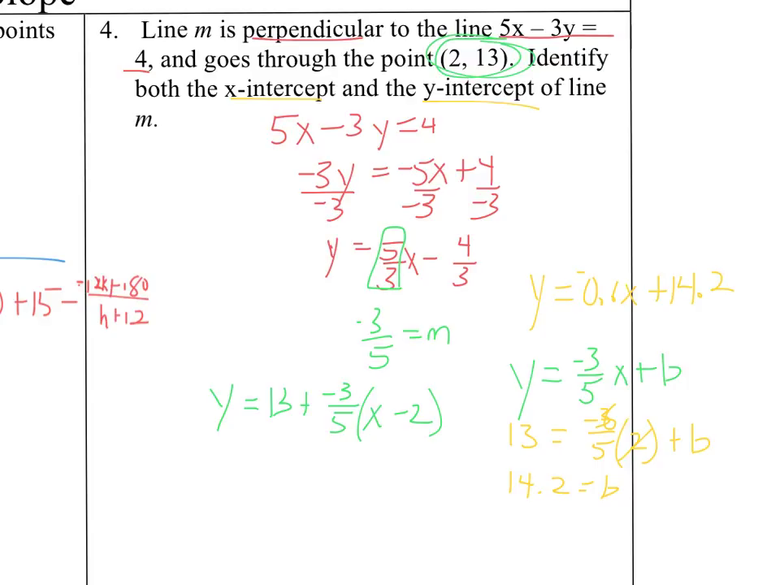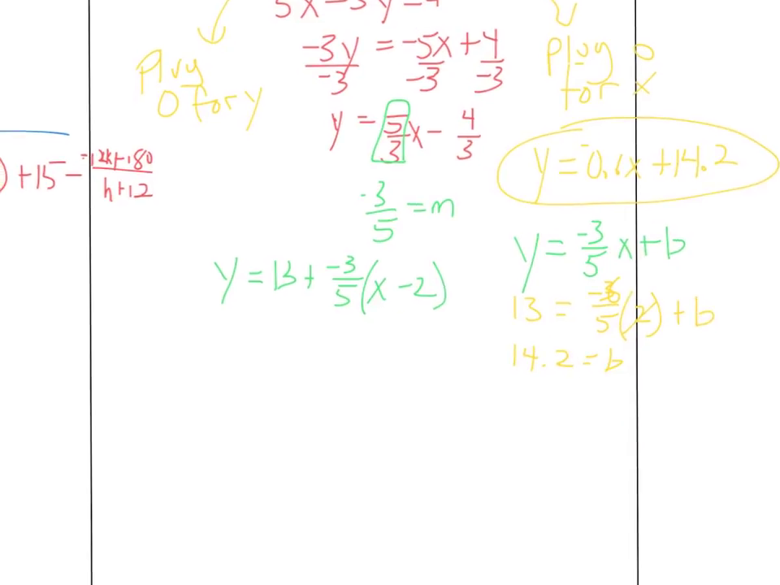X-intercept and y-intercept. To find the x-intercept, we got to plug in 0 for y. And to find the y-intercept, we got to plug in 0 for x. To be honest, I kind of like this equation better at this point because I don't have to do any math, and that's kind of nice. So let's take that equation, plug in 0 for each of these things.